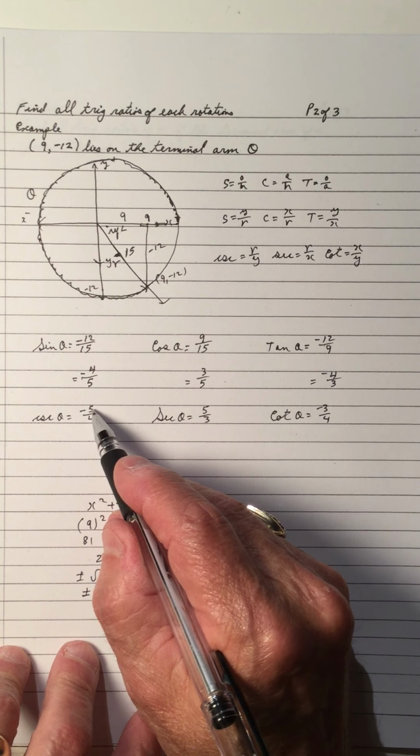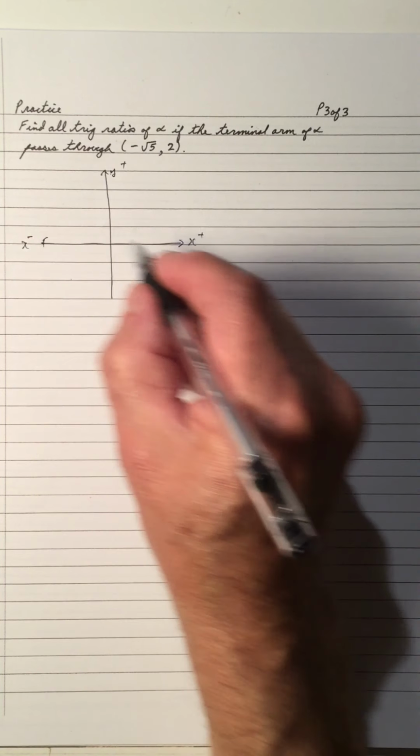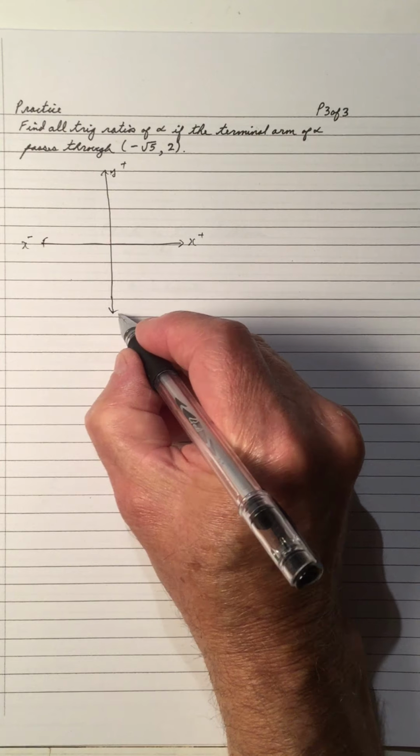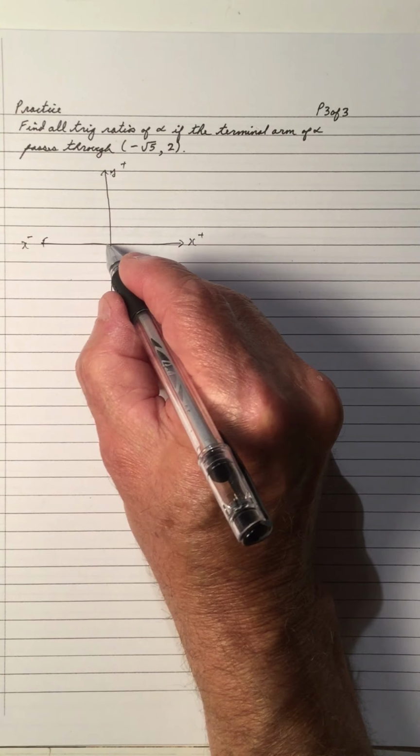Okay, let's continue. Practice. Find all primary ratios of alpha if the terminal arm of alpha passes through the point negative root 5 and 2. So let's draw that. Here we go. Again, this is the x, which is positive, and this is y, which is positive, and this is x, which is negative, and this is the y, which is negative. And the point negative root 5, 2.